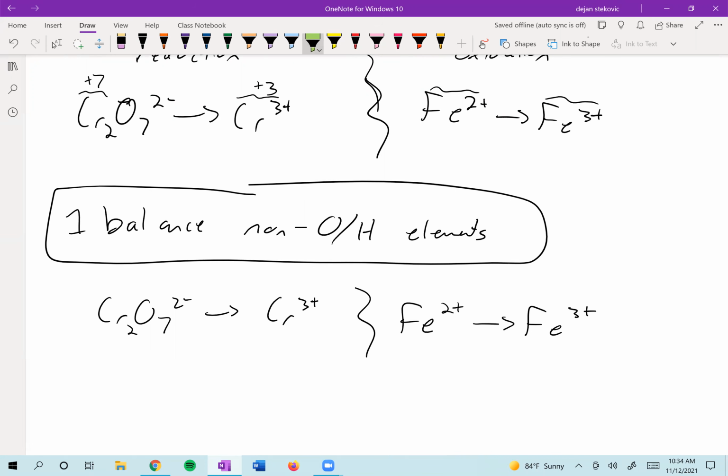So we're not going to take a look at the oxygens or the hydrogens. On this left side here, we see that we have 2 chromiums, and here we only have 1 chromium. So we have to balance that out by putting a 2 on the chromium on the right side. On this other half cell, we have 1 iron and 1 iron on either side, so we don't have to balance there. We're not paying attention to charge yet, just the identity of the elements.